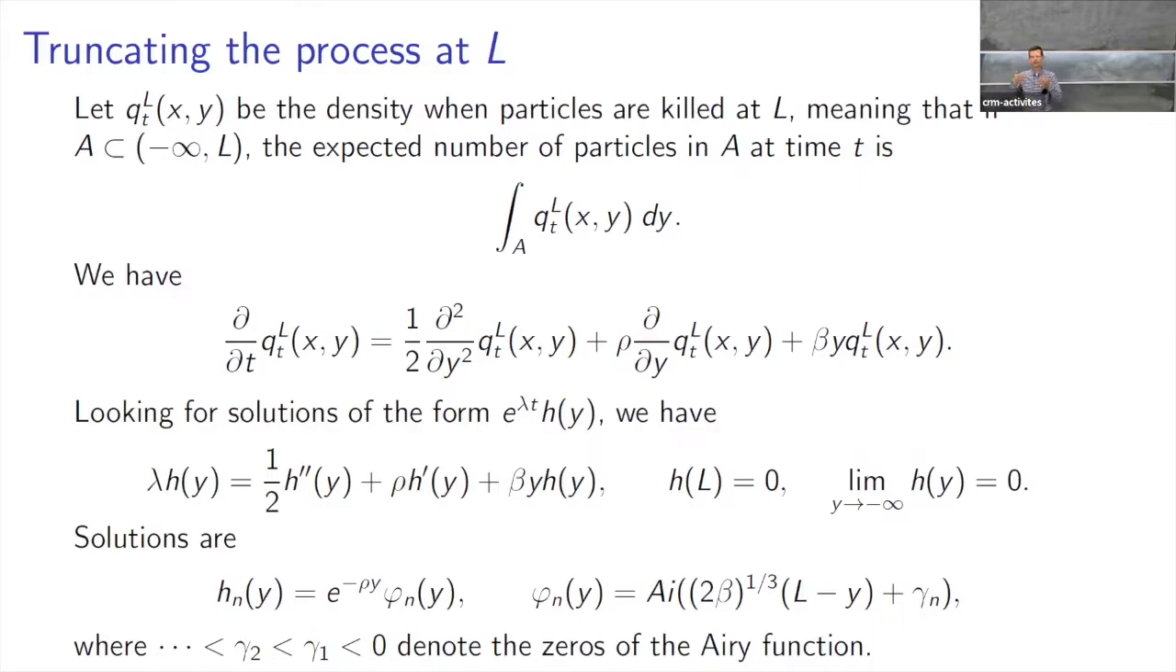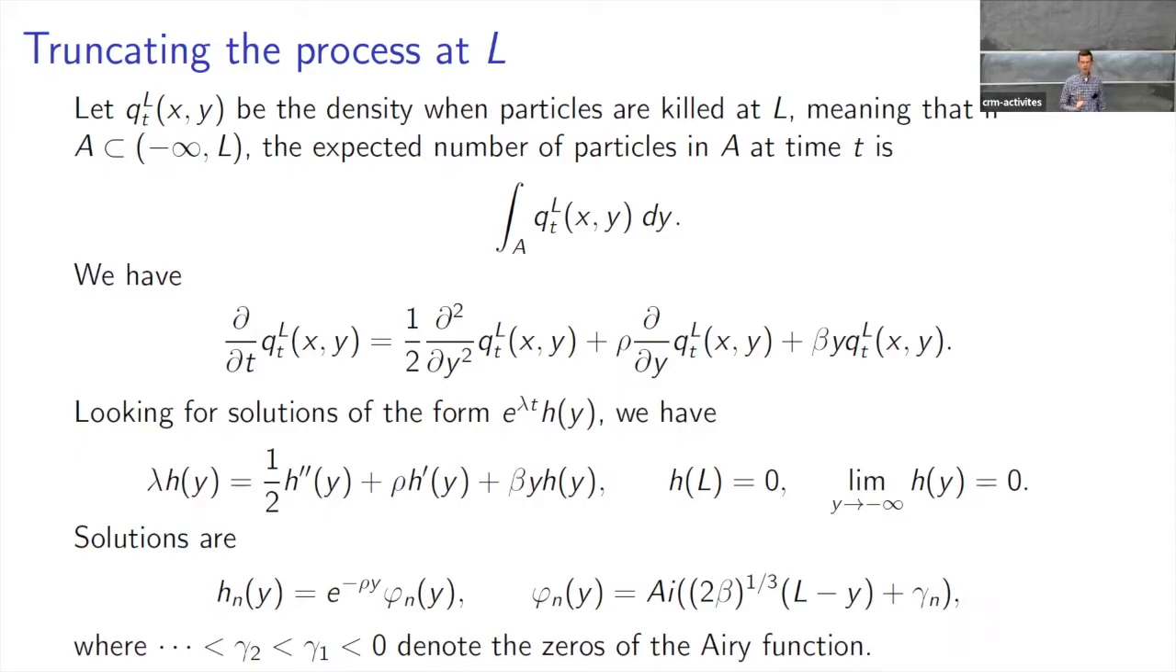However, to obtain rigorous results for this process, we need to do the same kinds of truncated moment calculations that we've been making before. So what we're going to do is to fix some large positive number L, and we're going to kill particles when they reach the level L. And let's let Q_t^L of x,y be the density for the process when particles are killed at L. And as before, that means that if we start from one particle at x, then the expected number of particles in some set A at time t can be obtained by integrating Q_t^L of x,y over the set A. So to make these calculations, we need to be able to find, or at least estimate, this density.